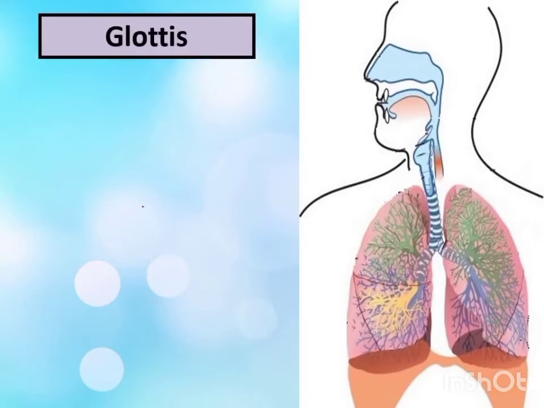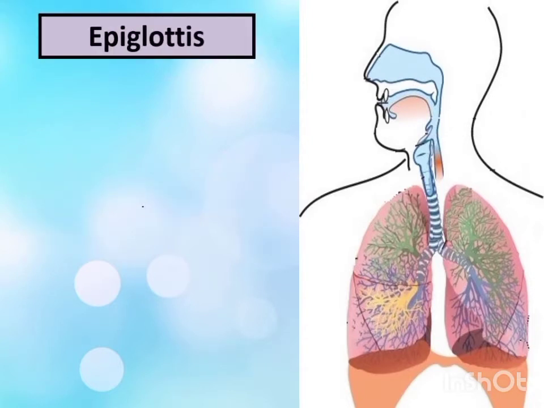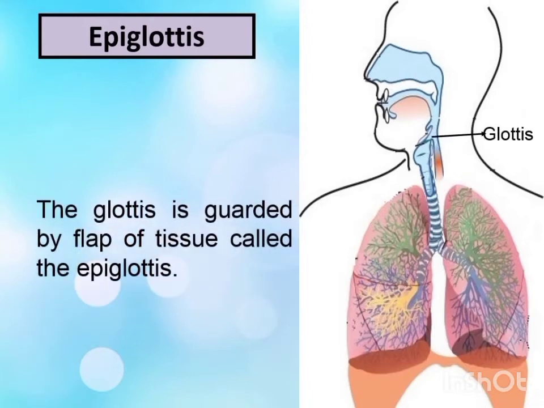Then there is glottis. Glottis is a narrow opening at the floor of pharynx which leads into larynx. It is just an opening of larynx and food pipe. Then there comes epiglottis. Epiglottis is guarded by flap of tissues which are just like the lid.